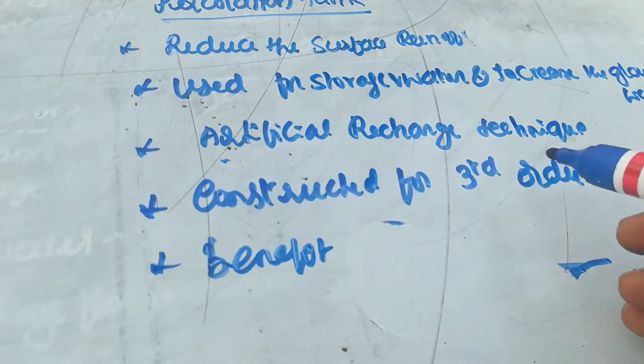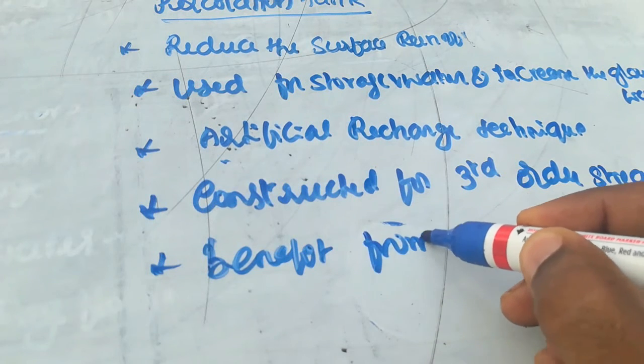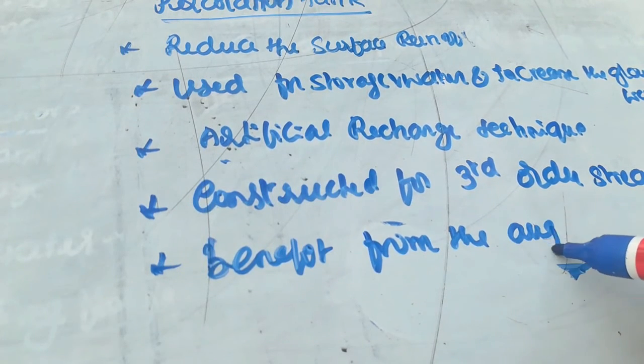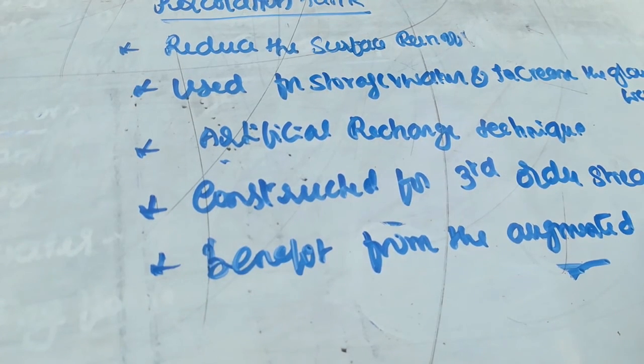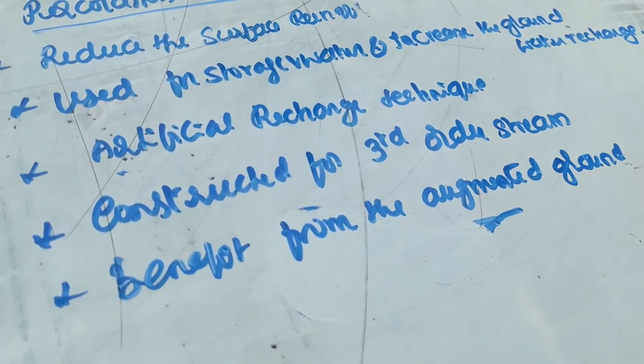The main benefit is the augmentation of groundwater. So this is the main usage of percolation tanks. You can get more details from the notes. This is a small description I have given of why we are using percolation tanks.